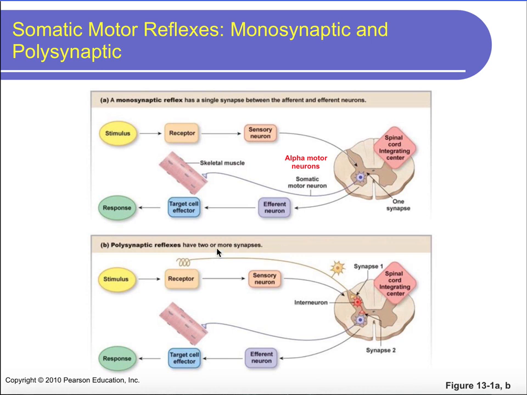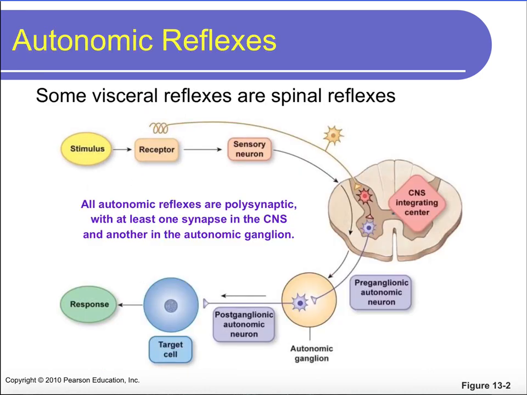Okay. In this example, we have a sensory neuron coming in. It is synapsing onto an interneuron. Remember, an interneuron is a neuron that's completely within the central nervous system between two neurons. And then that interneuron is synapsing onto our efferent neuron, in this case, another somatic motor neuron. And we know it's a somatic motor because it's going to our skeletal muscle fiber here. And so this is also a spinal reflex. It is also a somatic motor reflex, but there are 2 synapses, so it is a polysynaptic reflex. So it's just different ways that we can categorize our reflexes.